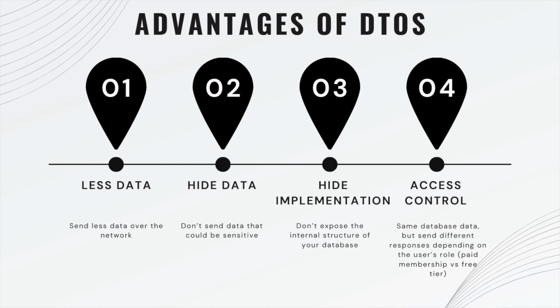You can hide data, meaning you don't send data that could be sensitive. Hiding the implementation, so don't expose the internal structure of your database. Access control: you can have the exact same database data and setup, but you send different responses depending on the user's role, for example, a paid membership versus a free tier. And there are other advantages of DTOs, but these are the main ones.